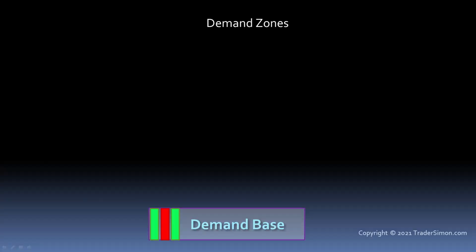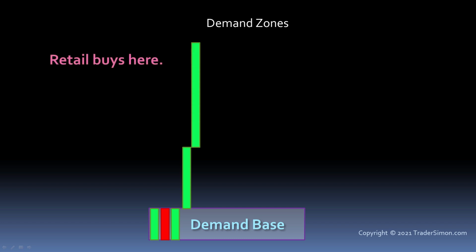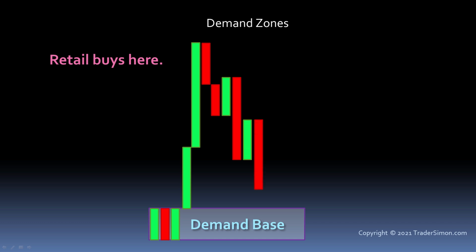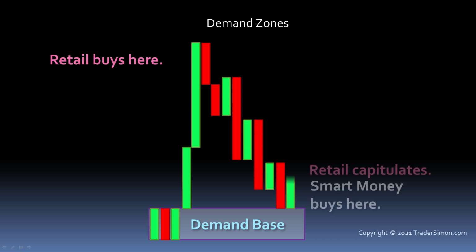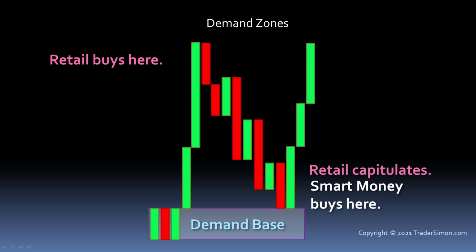In this video, we're going to recap on supply and demand. So we start with the demand base, the market makes a base, and we get a very fast impulse move out of that base. Now typically when retail sees this, they'll FOMO into the move, they'll buy at the top, and then the market will retrace this fast, inefficient move. When the market reaches that demand base again, that's when smart money will buy and retail capitulates, and then the market goes back up. So that's demand.